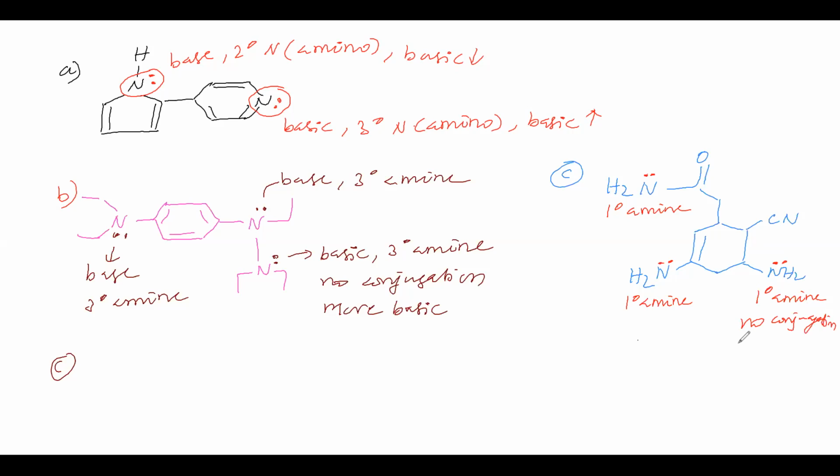Conjugation is not there, therefore its basic nature is high. So out of these 3 amino groups, this amino group has the higher basic nature because this lone pair is not in conjugation. So the answer for this question is all the options.